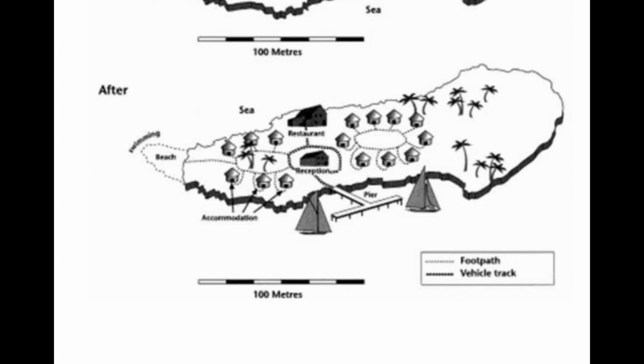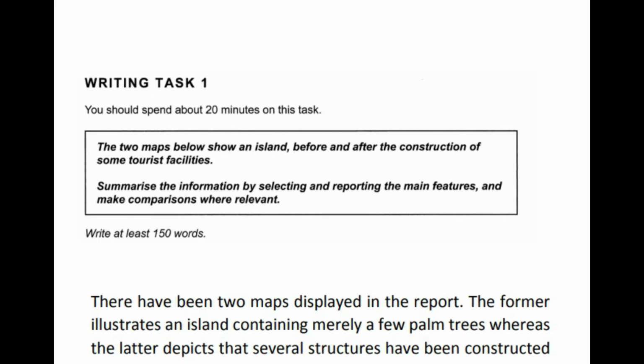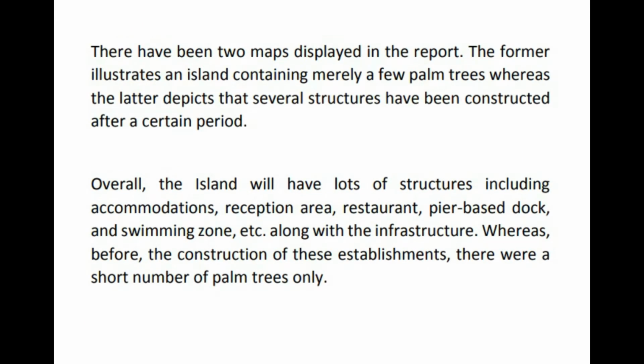Let me show you a glimpse of this report so that you can get to know how to attempt these kinds of reports. Okay, so here you are. This is the question statement. You can see writing task 1. We should spend about 20 minutes on this task, and the question is, the 2 maps below show an island before and after the construction of some tourist facilities. Summarize the information by selecting and reporting the main features and make comparisons where relevant. Write at least 150 words.